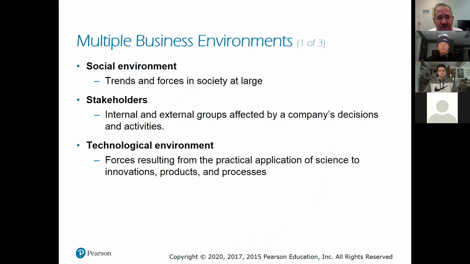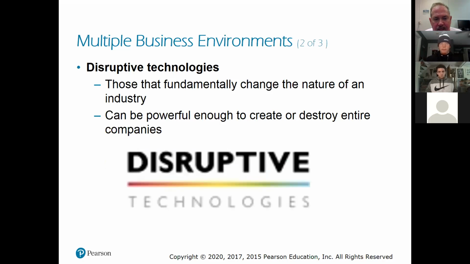So again, social environment are the trends and the forces in society at large, and every business operates within a social environment, and some take it much more seriously than others in terms of climate change and things like that. If you're publicly traded, you have what are called stakeholders, or those are the people that actually buy your stocks. And again, the technical environment, which we'll talk more about later on.